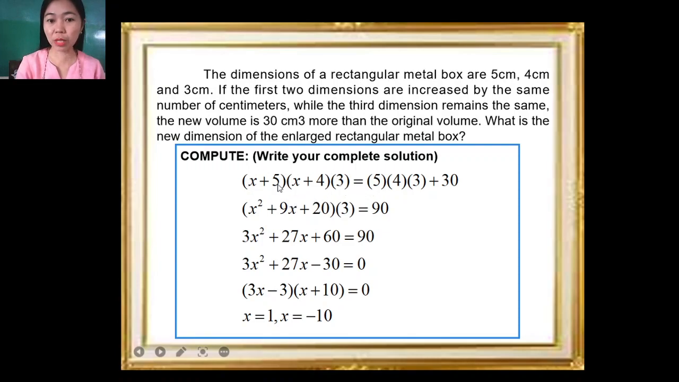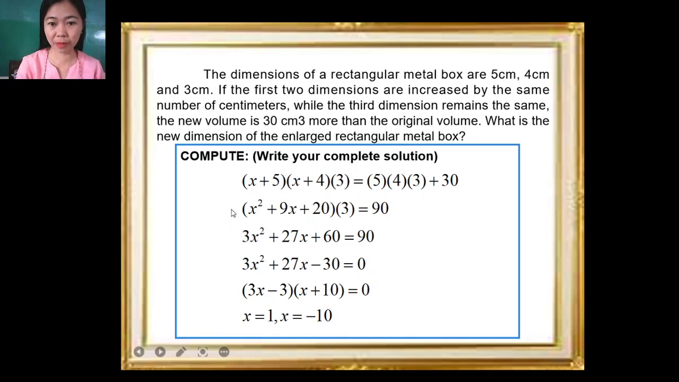Then, if we multiply the length, width, and height, wherein the first two dimensions are both enlarged o nadagdagan ng same number of centimeter, yung volume niya ay madadagdagan ng 30 cubic centimeters. That's why, yung original dimension niya, pag kinuha natin yung volume is 5 times 4 times 3. So, this is the original volume. Dadagdagan pa natin ng 30 kasi nag-increase na sila ng same length ng centimeter dun sa kanyang first two dimension. So we have the new volume is 5 times 4 times 3 plus 30.